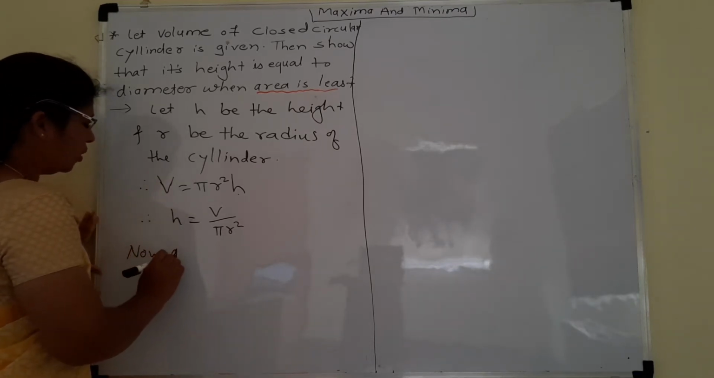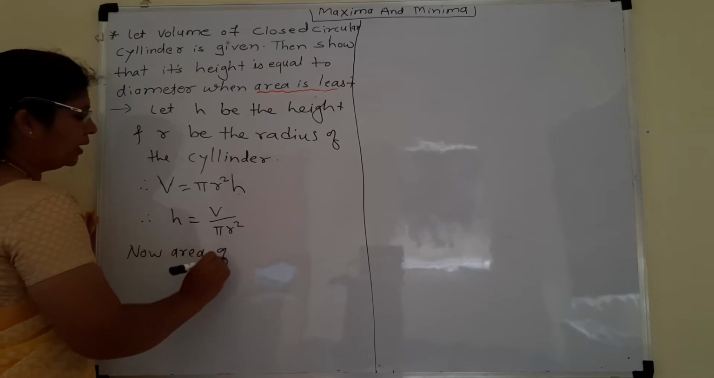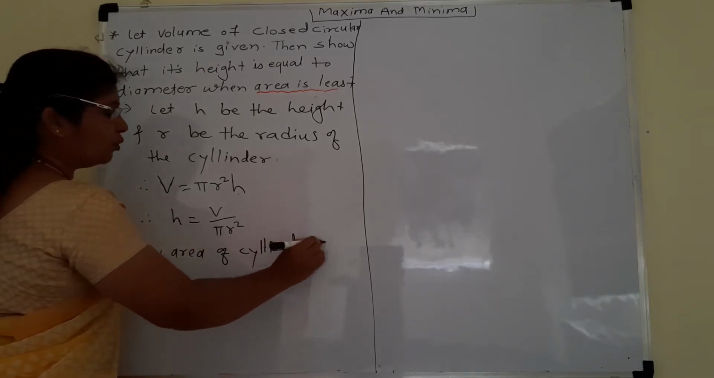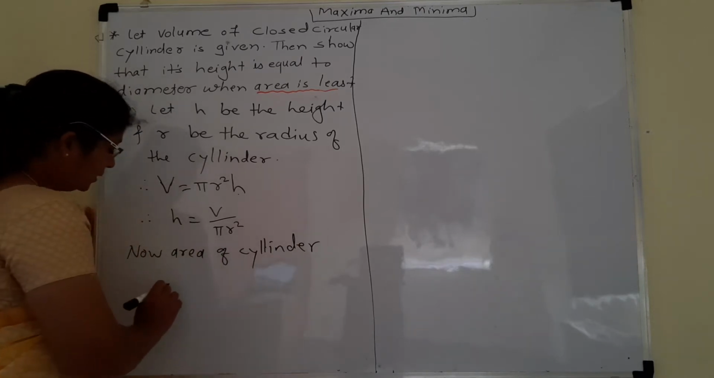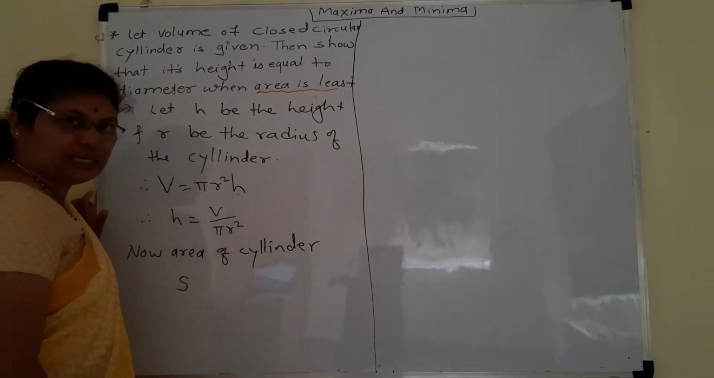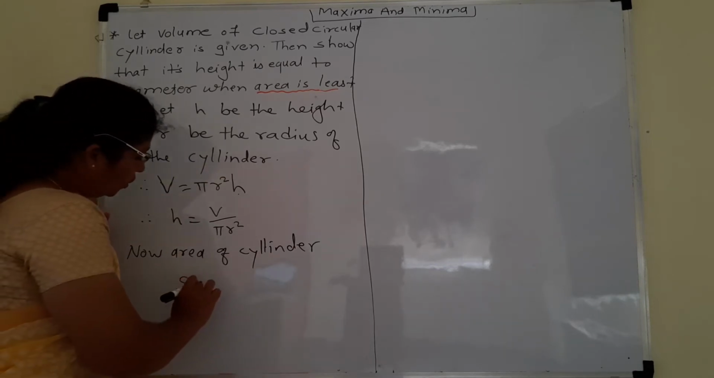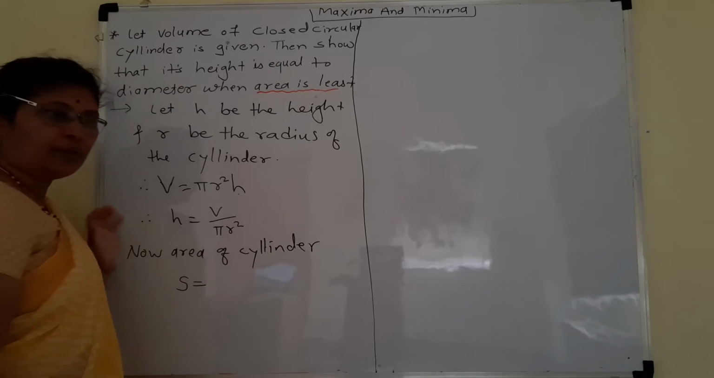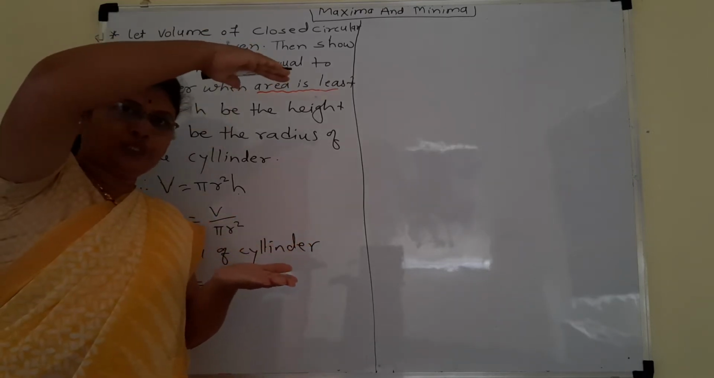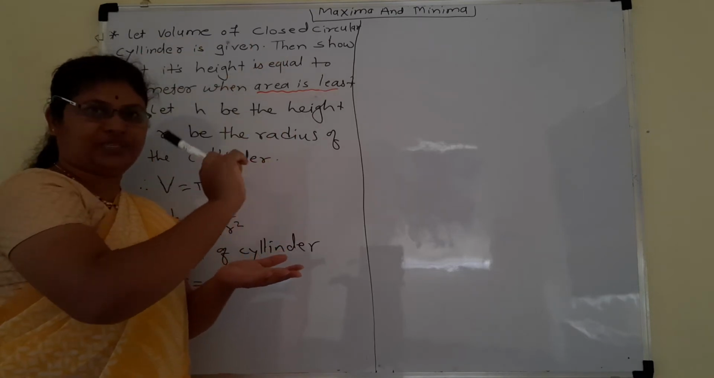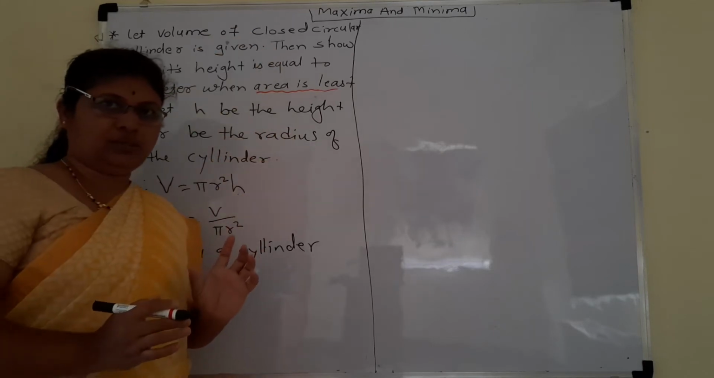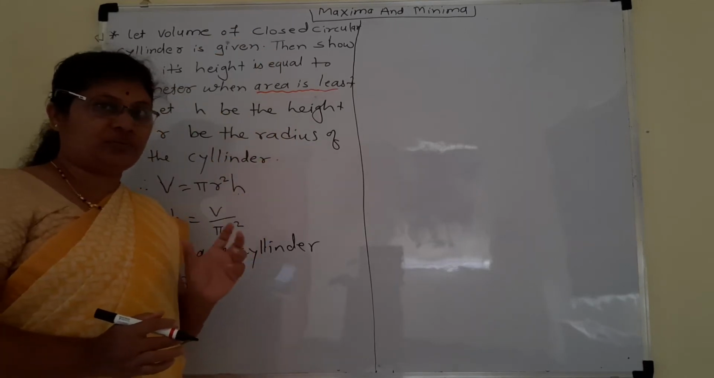Now the area of the cylinder. What is the formula for the area of the cylinder? S is equal to, I have to consider the total surface area. For a cylinder, remember, total surface area means base circle, top circle and curved surface area, which is along the height of the cylinder. So how many surfaces are there in total?